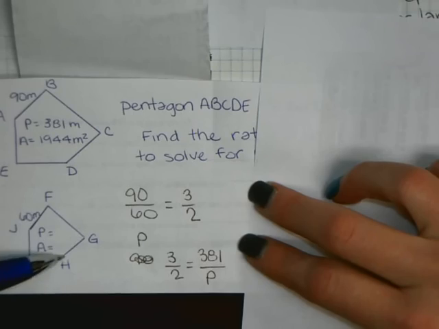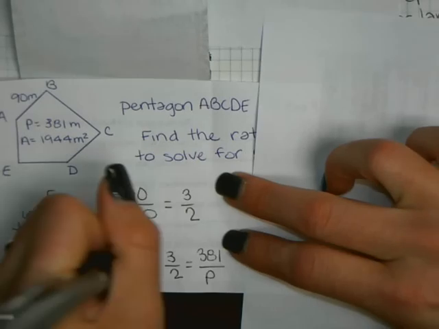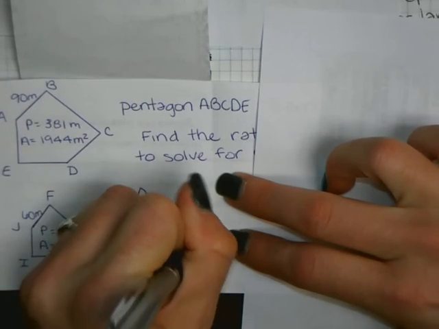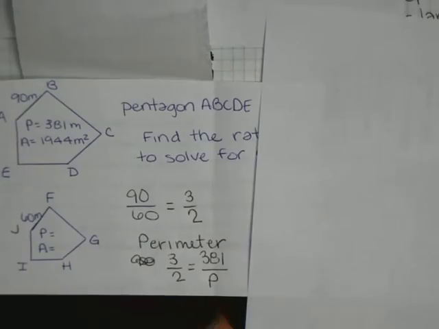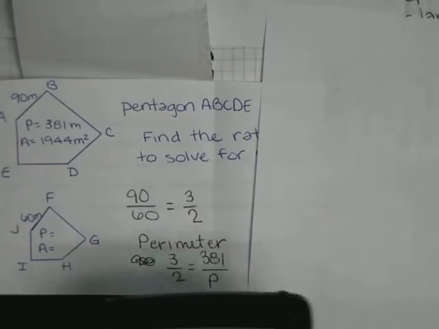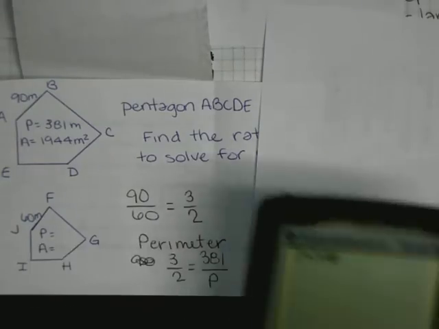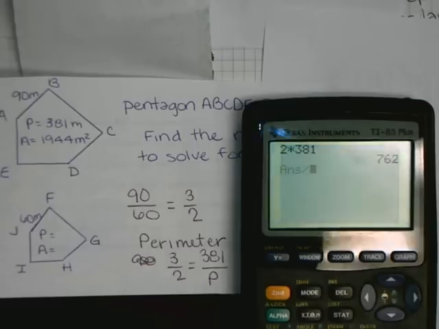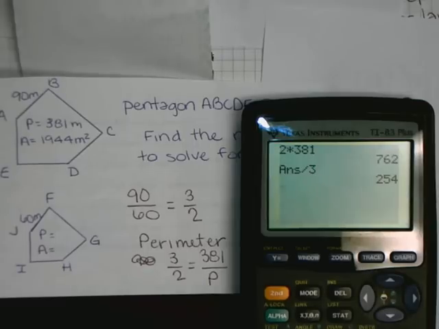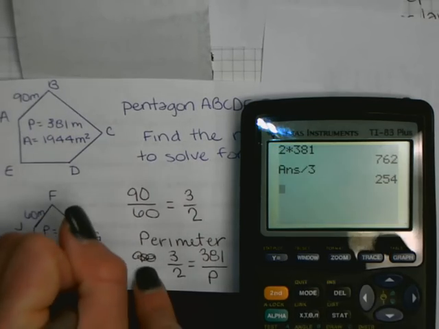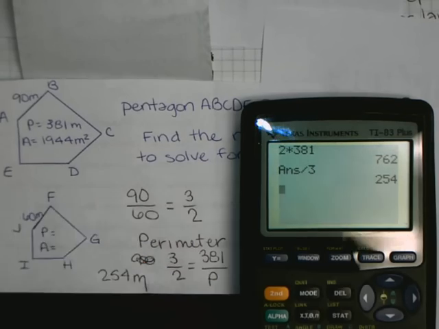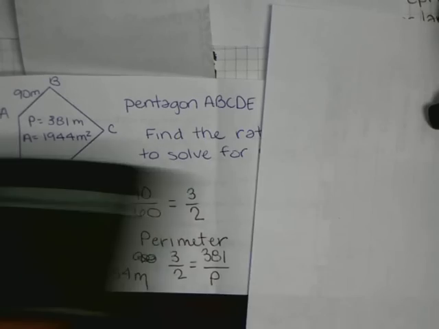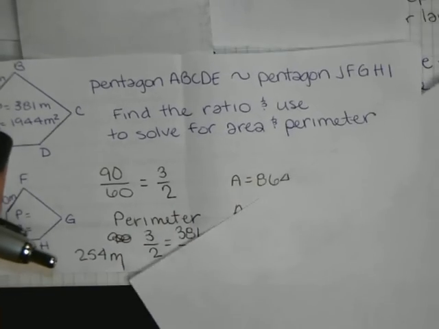3 halves, so the one from A, B, C, D, E over F, G, H, I, J. And if we cross multiply, 2 times 381, I get 3P equals 762. Divide by 3, and I get a perimeter of 254 units. Or in this case, it's meters. 254 meters. Okay, simple enough.